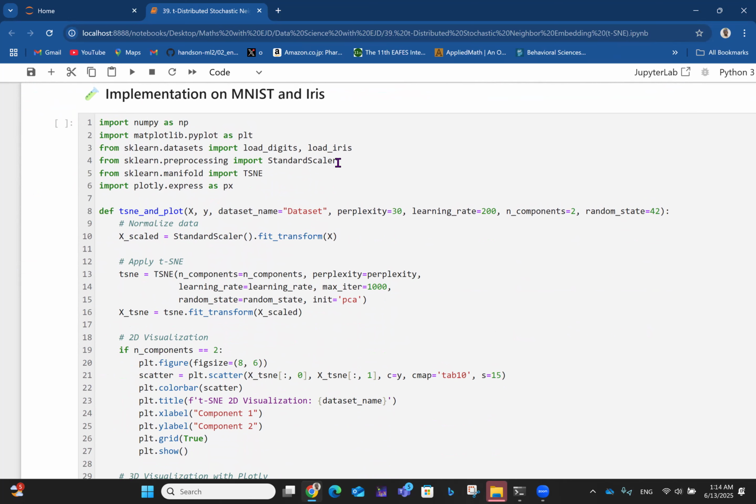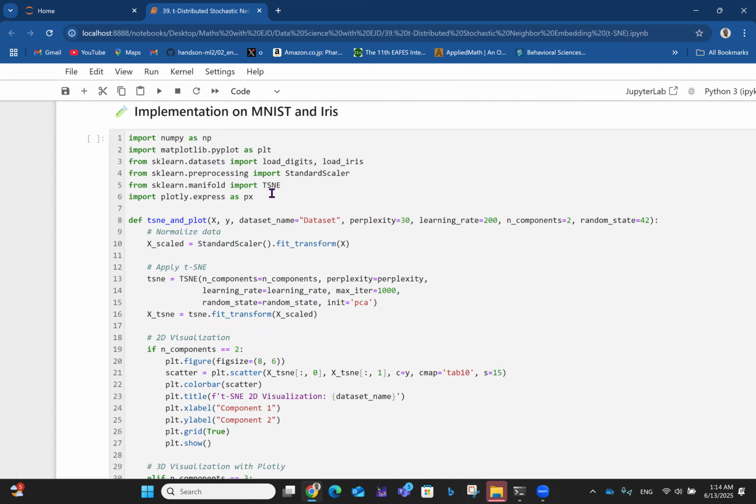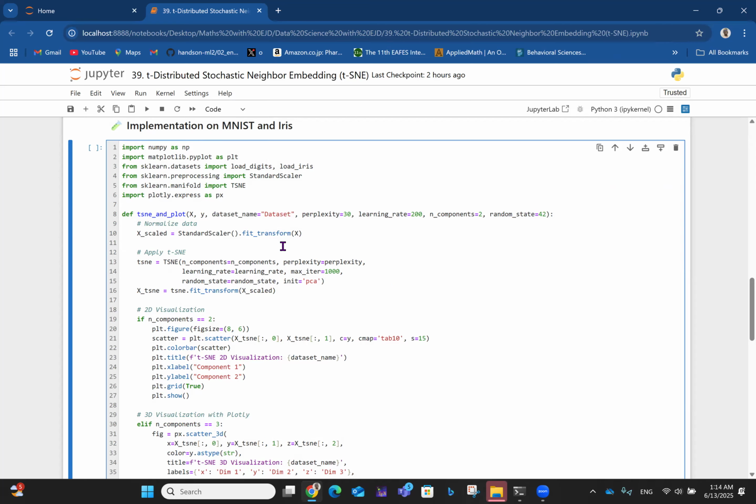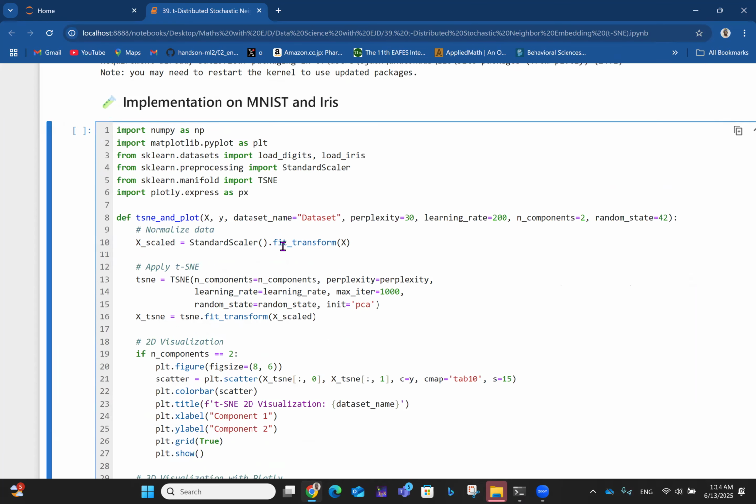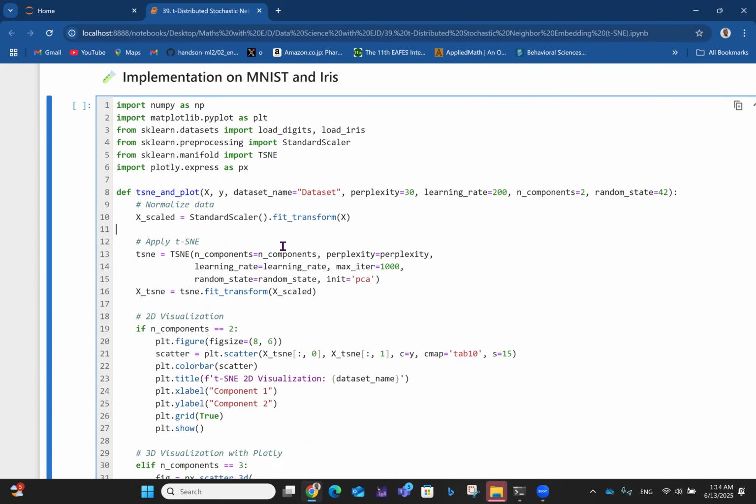You already know that when we talk about dimensionality reduction, we need to do normalization of the dataset so that we can get the best result possible. Then from scikit-learn manifold, we need t-SNE. You also want to import Plotly Express as px. This helps us to visualize in 3 dimensions.